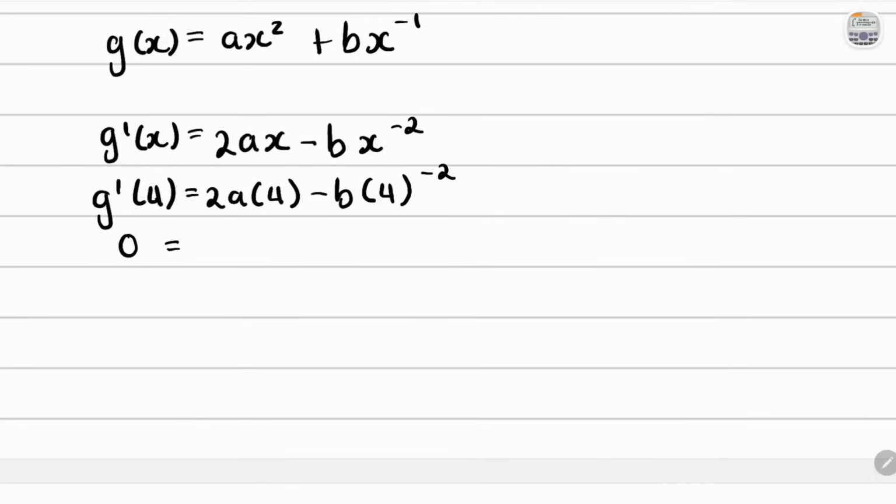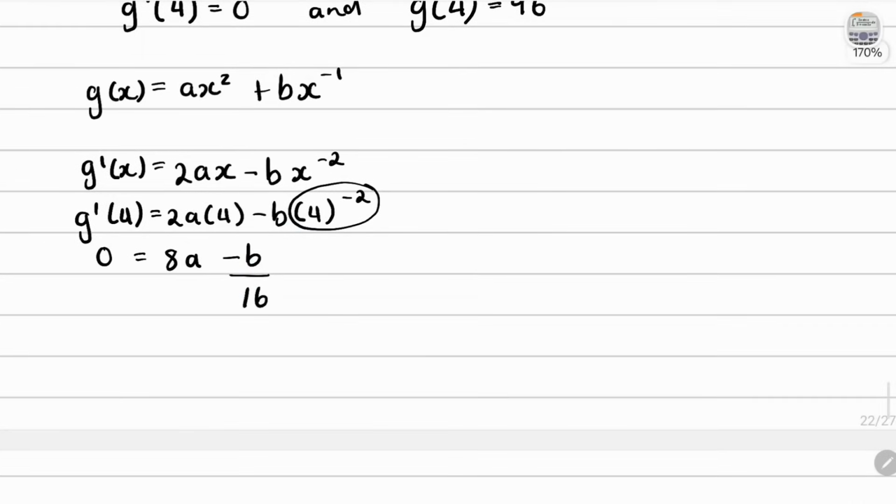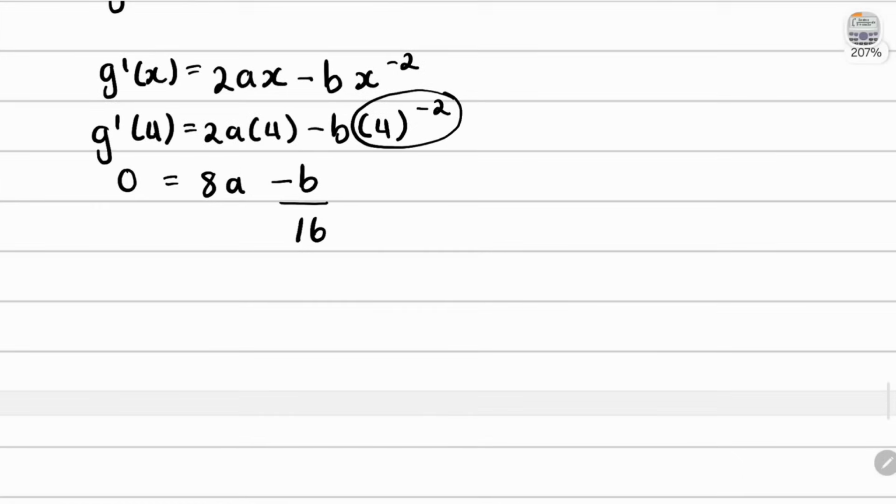So 2 times 4 is 8, and then we have a, and this is simply just negative b, and we can just move this to the denominator. If you move it to the denominator, then that becomes positive 2, and we know that 4 squared is 16. So this is what we have here. You can just go ahead and make b the subject, and then we'll substitute it into the other equation. So because this is negative, we can transpose it. So it's now positive b over 16 equals 8a.